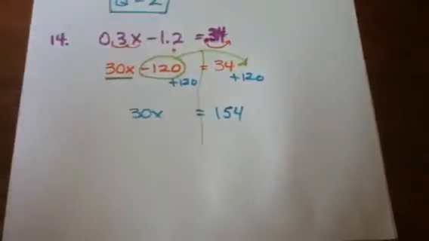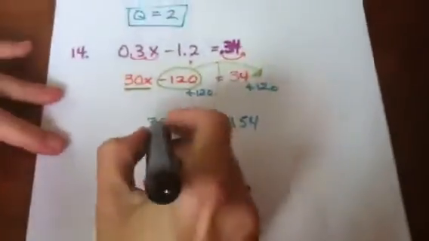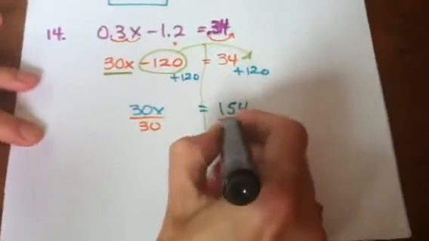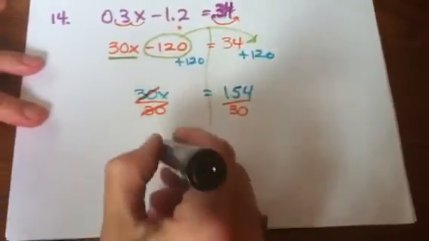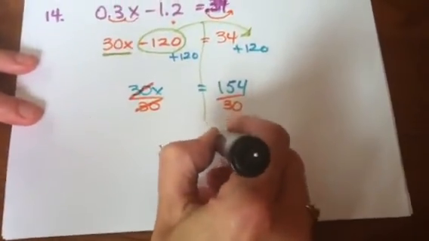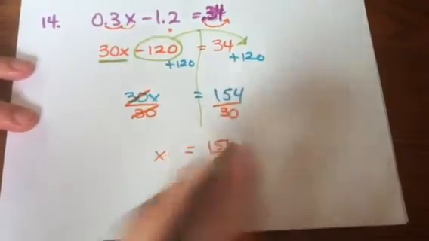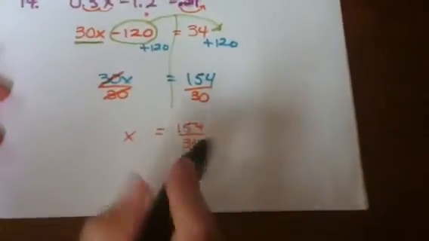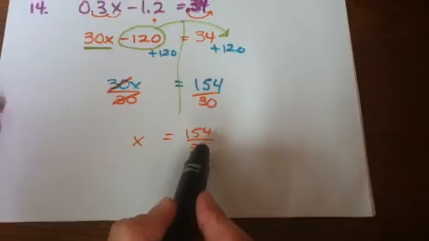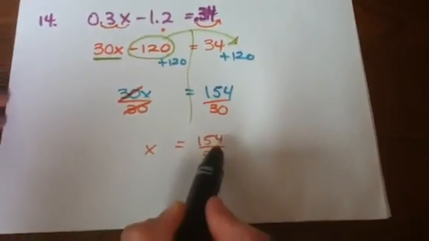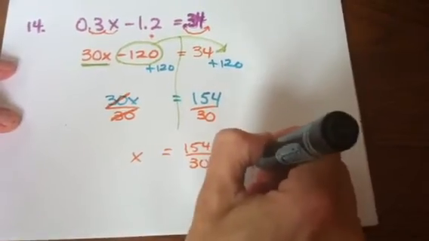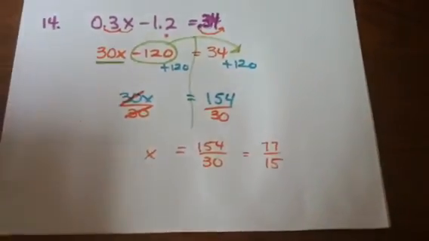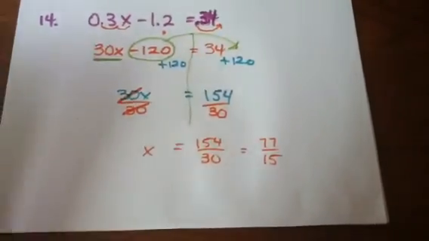Divide both sides by 30. Whatever's in front of the x, that's what you're going to divide by. So we're going to get x equals 154 over 30. Now I can guarantee you that that's going to simplify, because they're both even. You can use your calculator to simplify this. If you simplify it, you're going to get 77 over 15, which is great. I love that answer. I would probably just leave it at that.